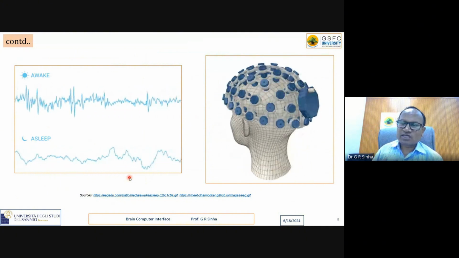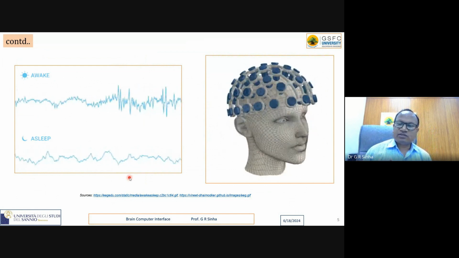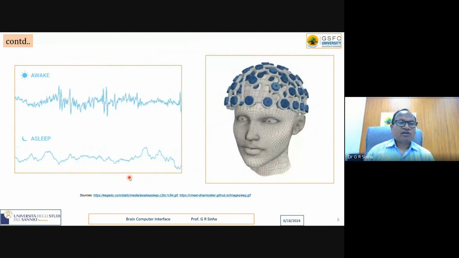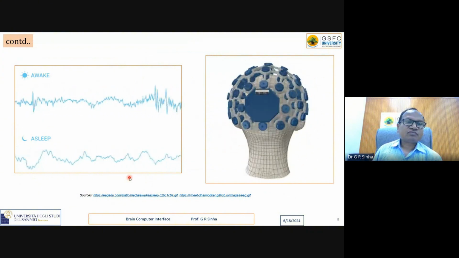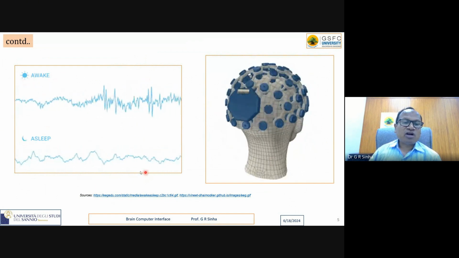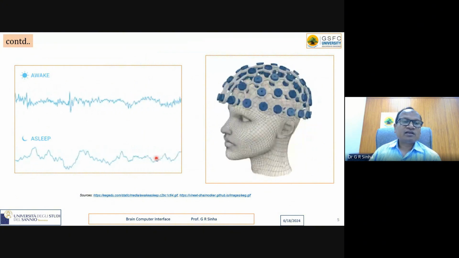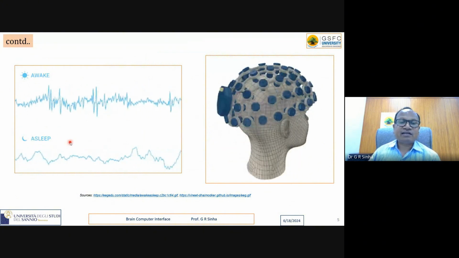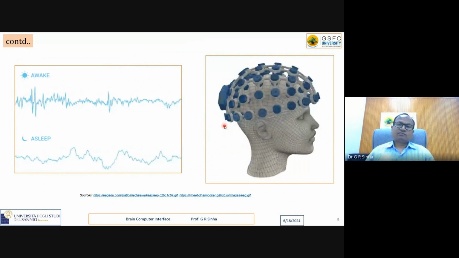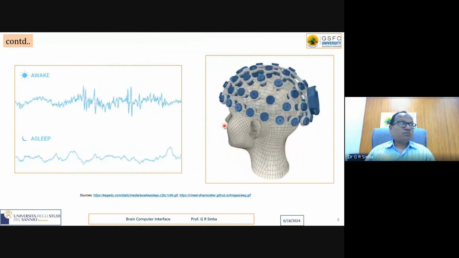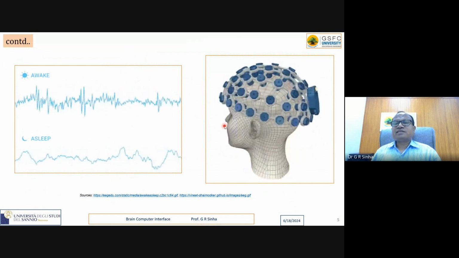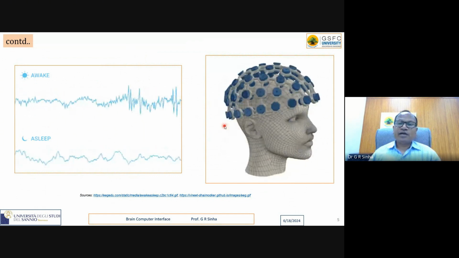Let us not do one side, otherwise non-stop speaking from my side will bore you. So let's have some question and answer. The first one, the top one, is for the person who is awake, and the bottom one is the person who is not awake, who is in the sleep state. What is the difference between the signals? Anyone? Somebody is responding.